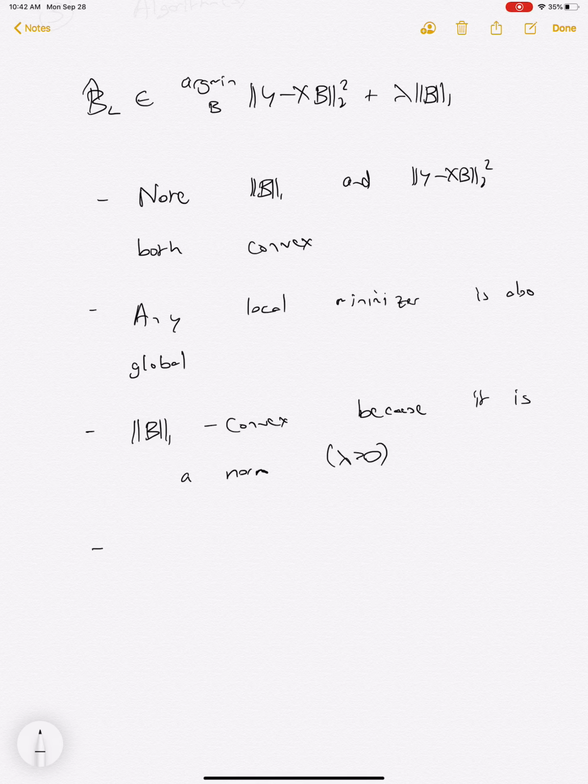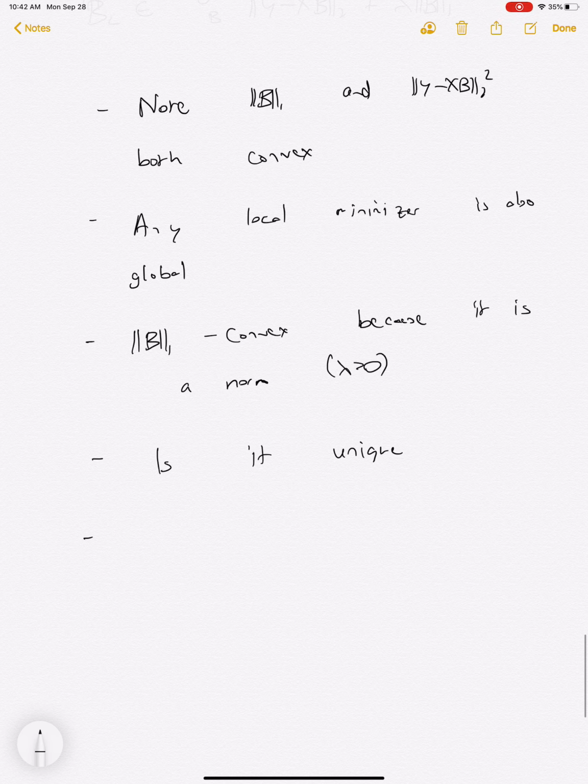But the next natural question is, is it unique? And the thing to note here is that the L1 norm of B is not strongly convex, or not strictly convex.